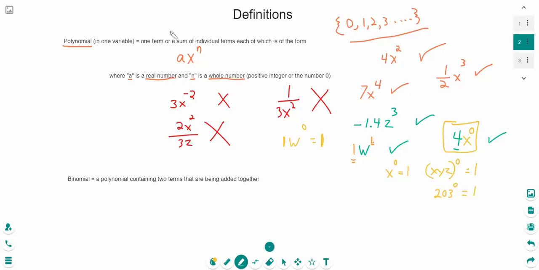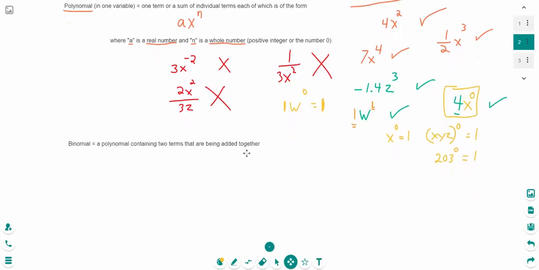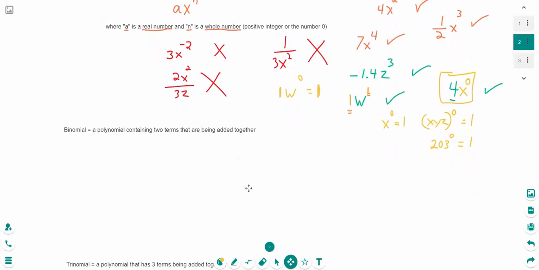Make sure you've got this definition along with the form written in your class notebook so that you can study that and memorize it. And if you want to pause the video right now and do that, you certainly can if you haven't done it already. Otherwise, we're going to continue on, and we're going to start talking about a binomial. Okay, so we've talked about the polynomial. Well, let's talk about the binomial.